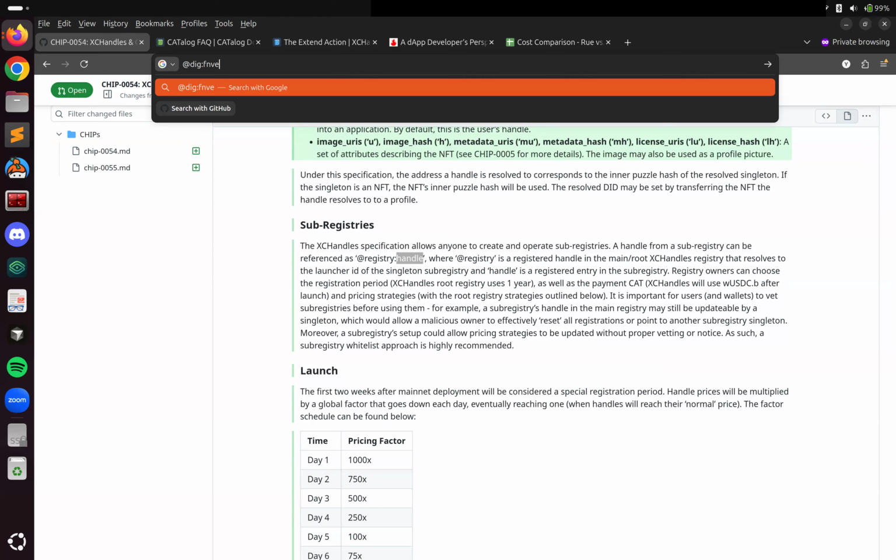And that's useful because you want the ability to have other registries operated using different logic. So for example, Dig might price their handles in DIG and have another renewal logic.